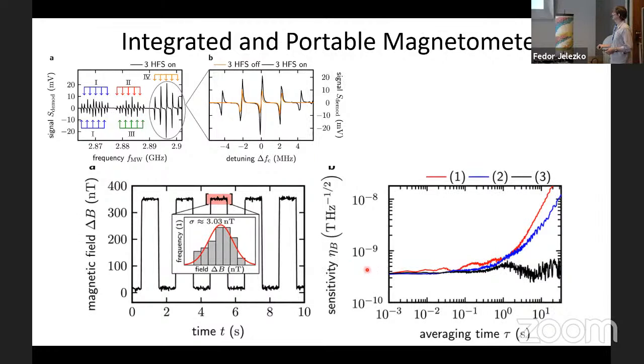So here are again the spectral lines. The first derivative is shown, but it's essentially the same information. It's now the measured field. If you apply an external magnetic field on and off, over 3 nanotesla, the precision is now 3 nanotesla for this case. So the field was about a few hundred nanotesla. You can also measure precision per square root of measurement time as a function of the average time. So actually the precision is in the picotesla range already.